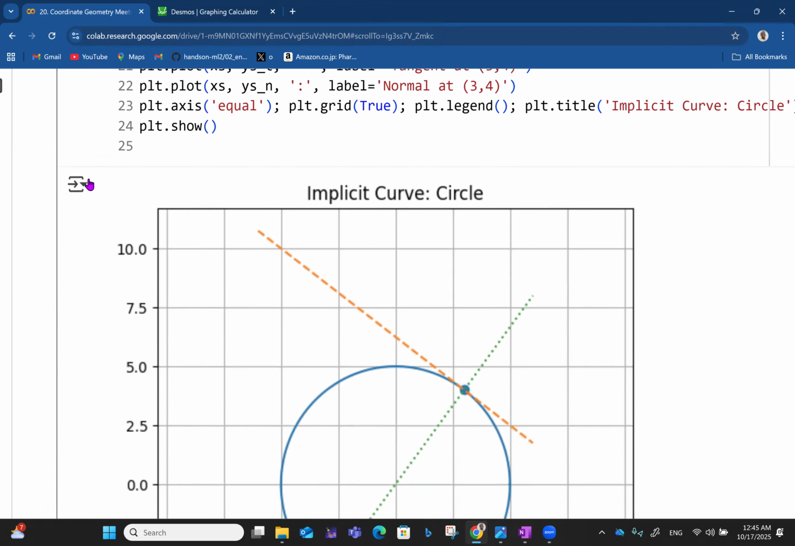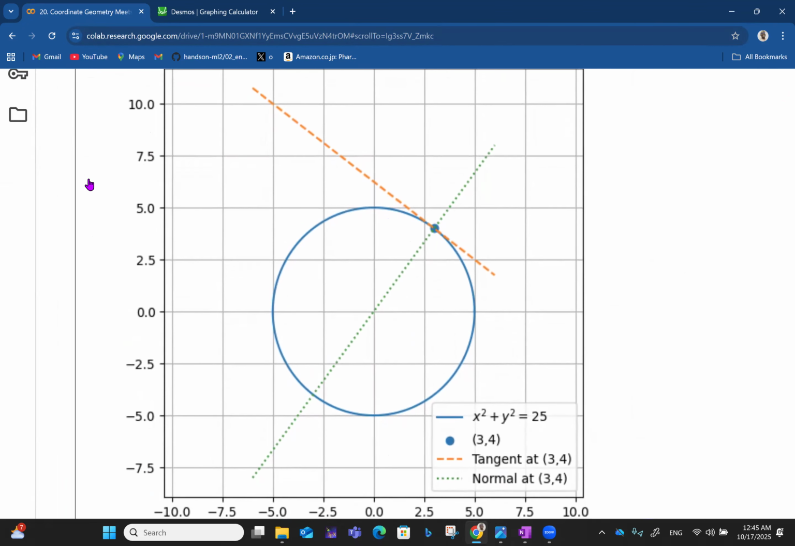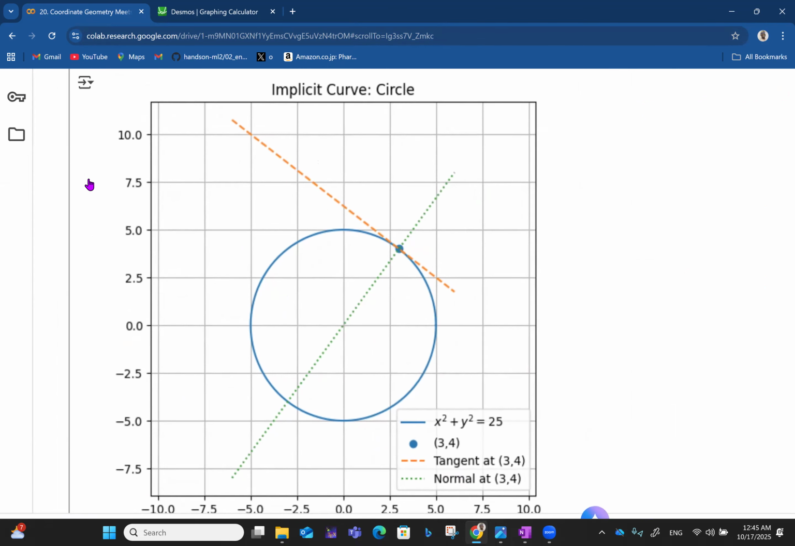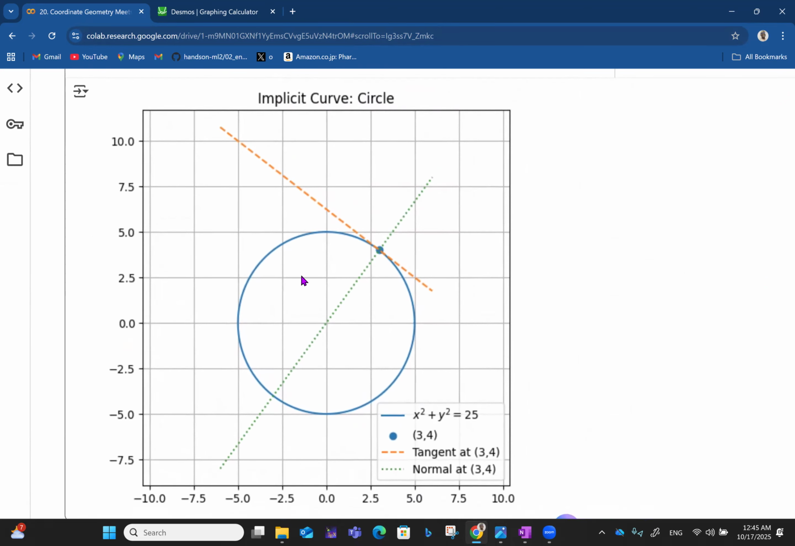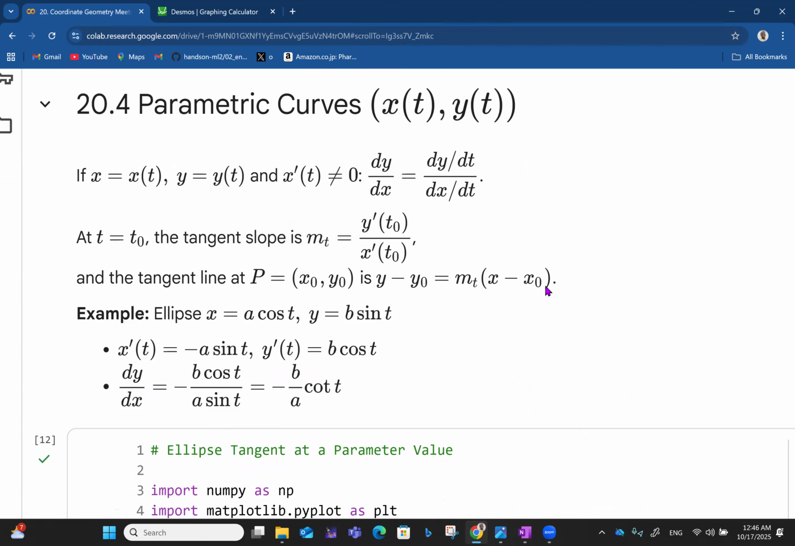Desmos has done it for us, but this is another picture of that. So the circle is x squared plus y squared equals 25, or if you like, x squared plus y squared minus 25 equals 0. Same thing. Then you have the point of tangency, that's 3, 4, and the tangent is this line, while this is the normal at the same 3, 4. Now let's talk about parametric curves.